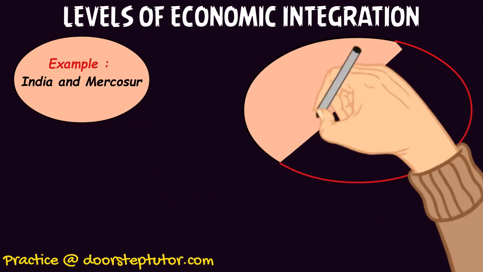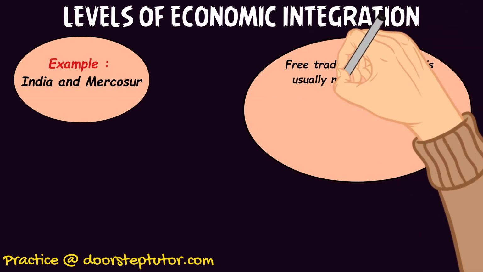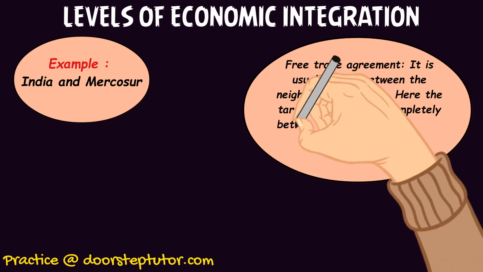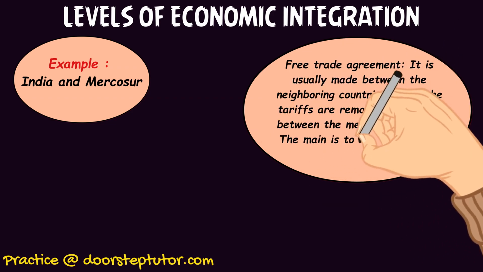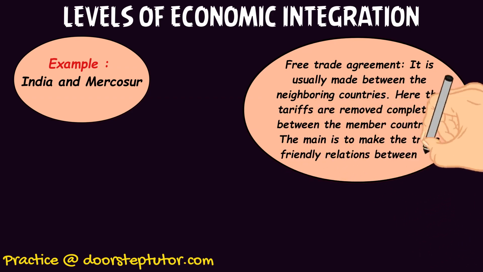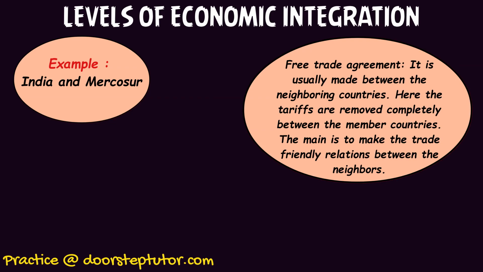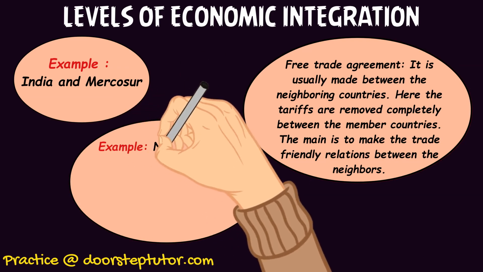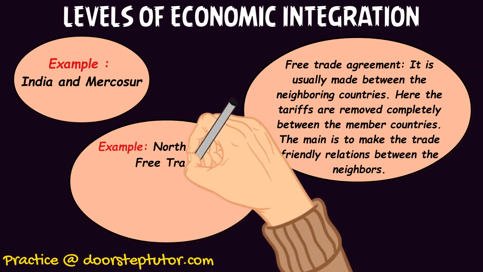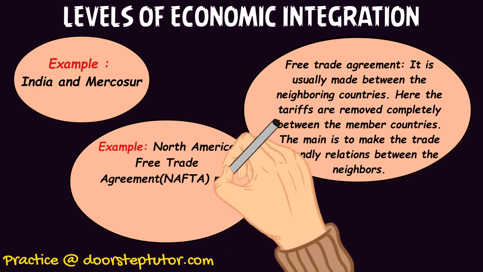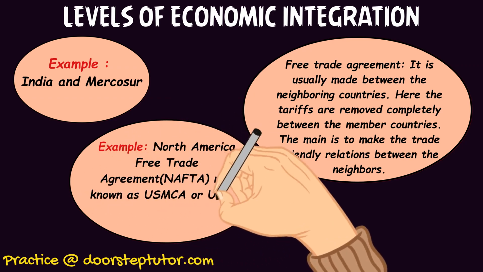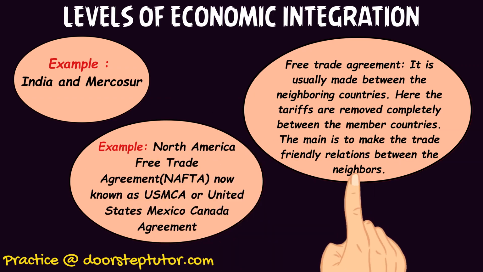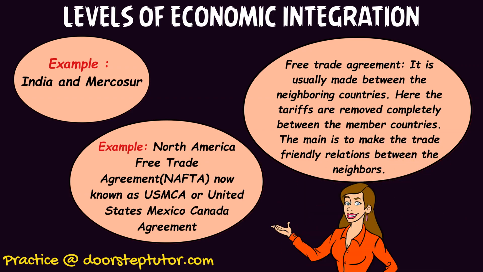Then the other one is free trade agreement. It is usually made between the neighboring countries. Okay, here the tariffs are removed completely between the member countries. Okay, this is mainly for the reason of trade friendly relations and all other economic or political interests as well, being the neighbors. So example is the NAFTA, now known as USMCA, that is United States Mexico Canada agreement. Okay, so it's a free trade agreement between the USMCA countries, both neighbor countries basically.